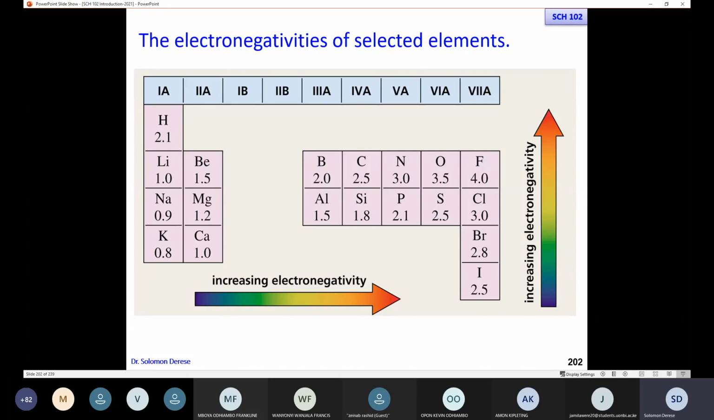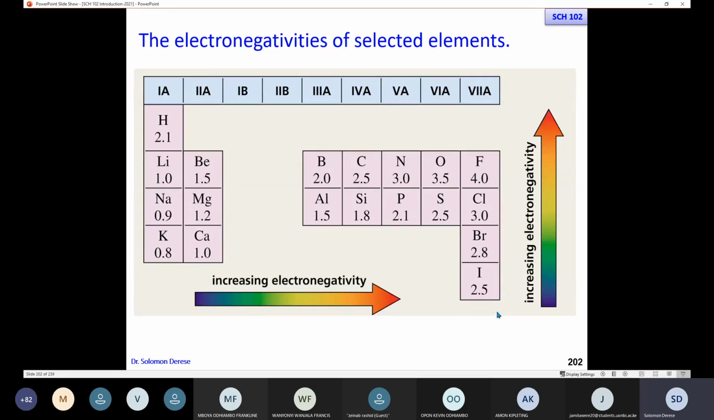And then the other way in which electronegativity varies in the periodic table is as you go up or as you go down a group, electronegativity decreases.